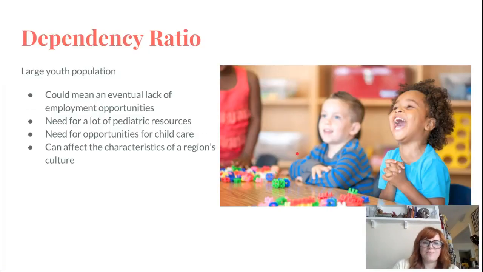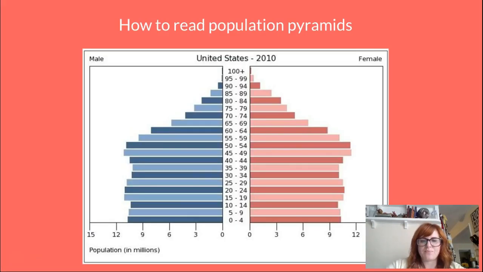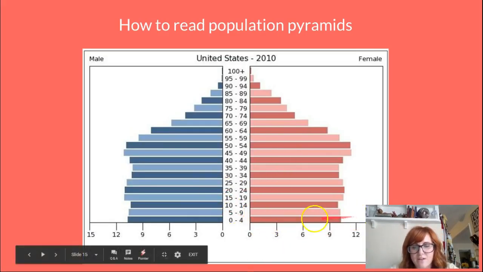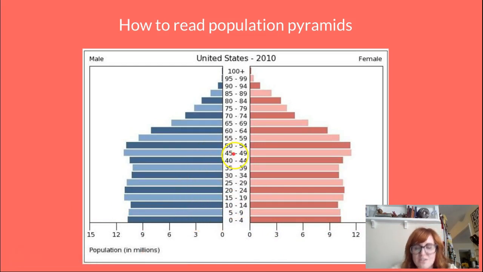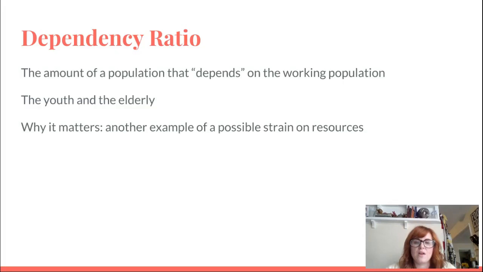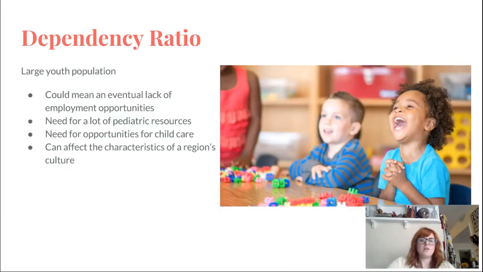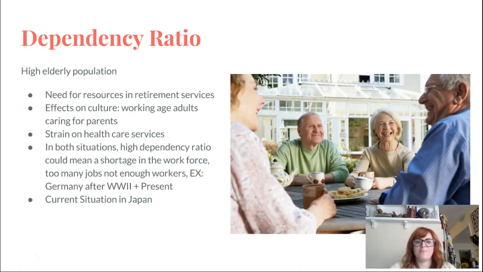So for example, if you have a really large youth population, that could mean an eventual lack of employment opportunities, okay? Because eventually all of these kids are going to grow up. If you had a very large youth population that then aged into the employment age, but the number of jobs didn't go up, it could mean that you have a large unemployed population. And of course you're going to need lots of pediatric resources, lots of resources for childcare. Children are expensive, and it can be a strain on the population if there's a high amount of them.